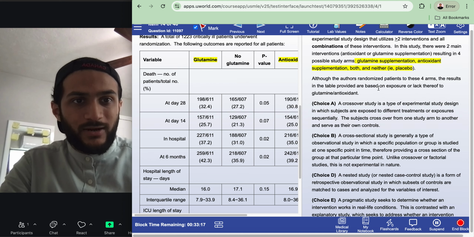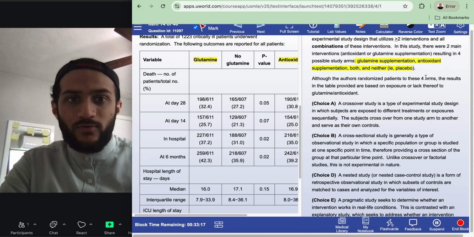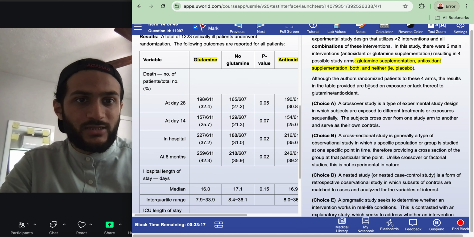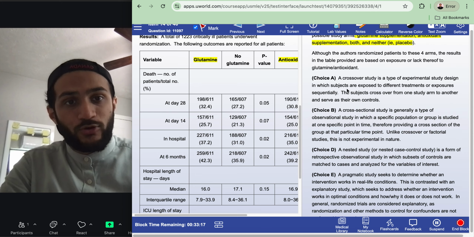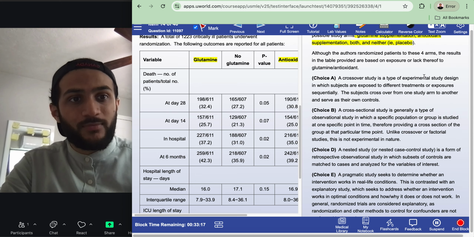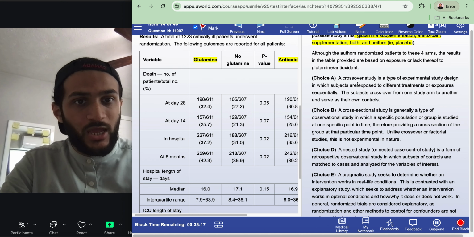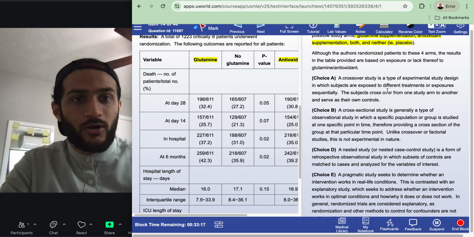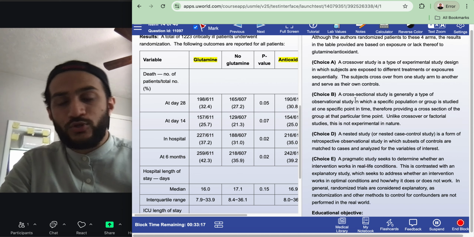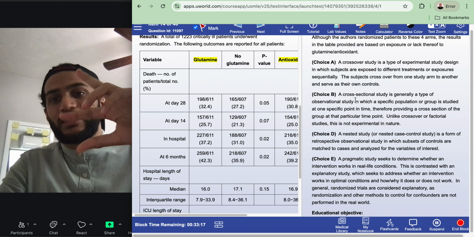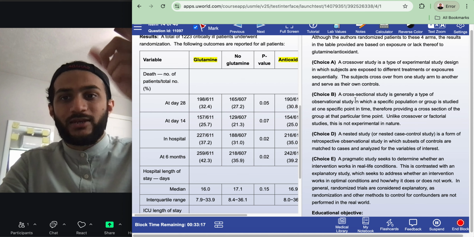Although the authors randomized the patients to four arms, the results in the table provided are based on exposure or lack thereof of a glutamate/antioxidant. Should I say crossover? A crossover study is a type of experimental study design in which subjects are exposed to different treatments or exposures sequentially. The subjects' arms cross over from one study arm to another and serve as their own control. So it would be glutamate, antioxidant, and then they would swap. So it would become antioxidant, glutamate.